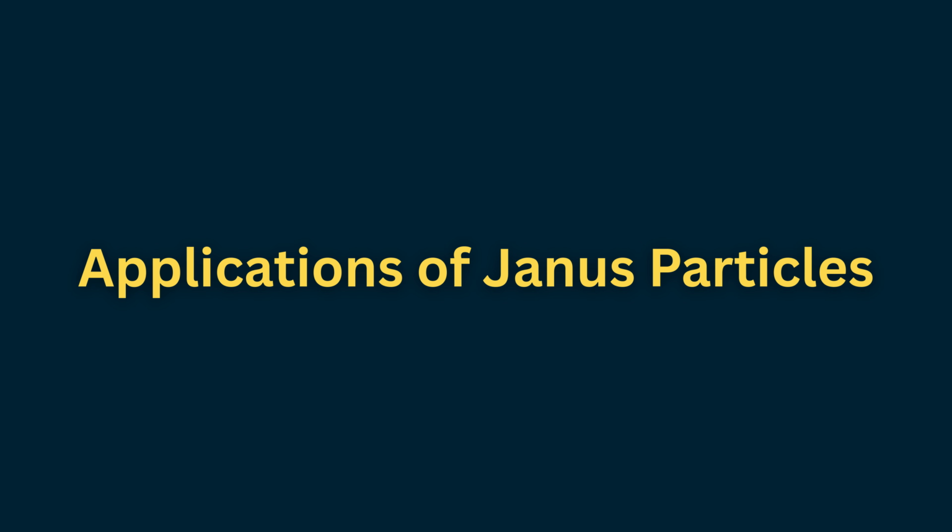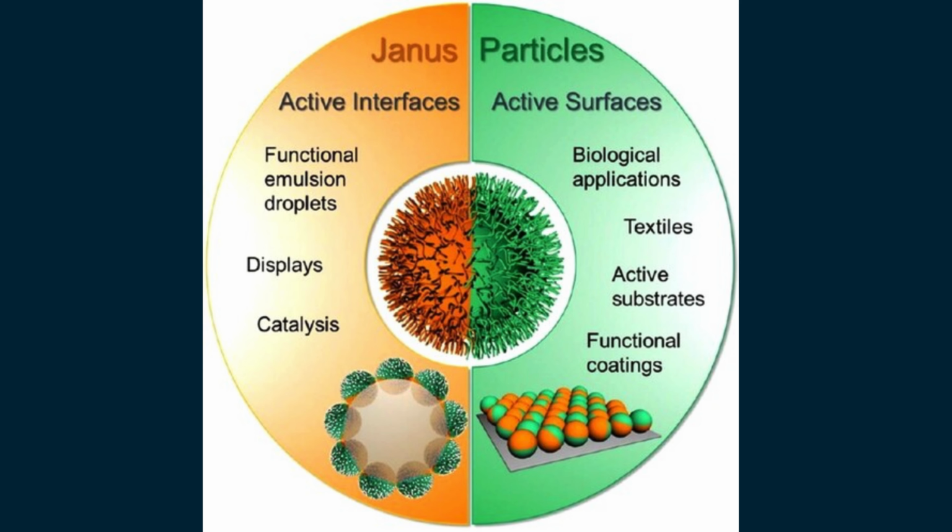Applications of Janus particles. Because of their asymmetric structure, JPs possess unique interfacial properties that enable multifunctional applications. Emulsion stabilization: amphiphilic JPs act as highly effective solid emulsifiers, Pickering emulsifiers, stabilizing oil-water interfaces more efficiently than conventional surfactants.